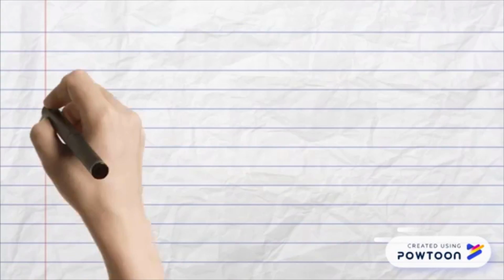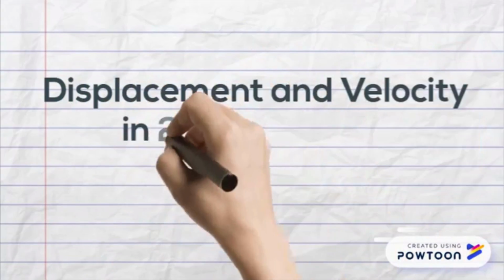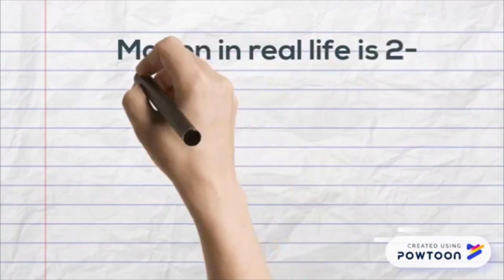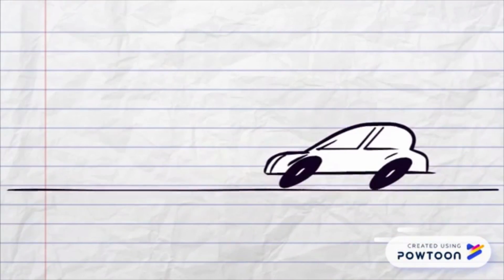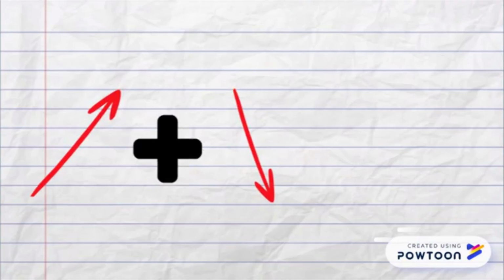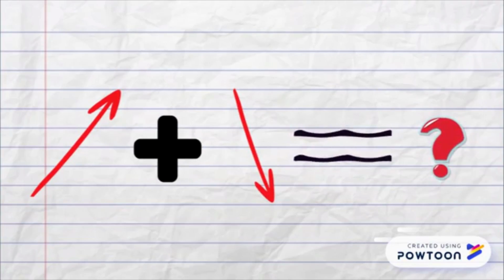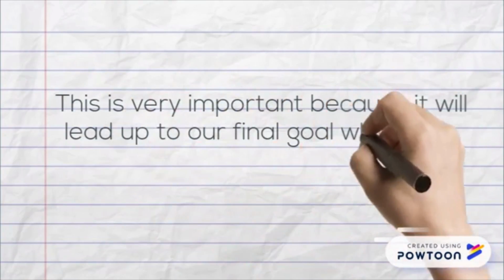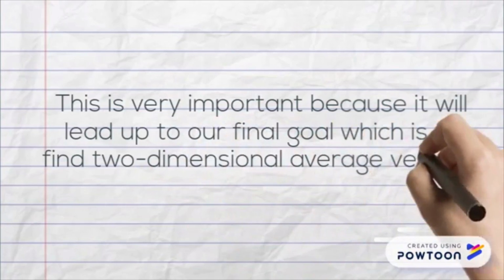Today we are going to talk about displacement and velocities in 2 dimensions. So far, you've learned about motion in 1D. However, that's not enough to describe motions in real life because motion in real life is in 2D. For example, cars and buses do not always move in a straight line. They change directions constantly. In this lesson, you'll learn how to combine vectors to describe the resultant displacement of an object. This is very important because it will lead up to our final goal, which is to find 2-dimensional average velocity. So let's quickly begin with our first example.